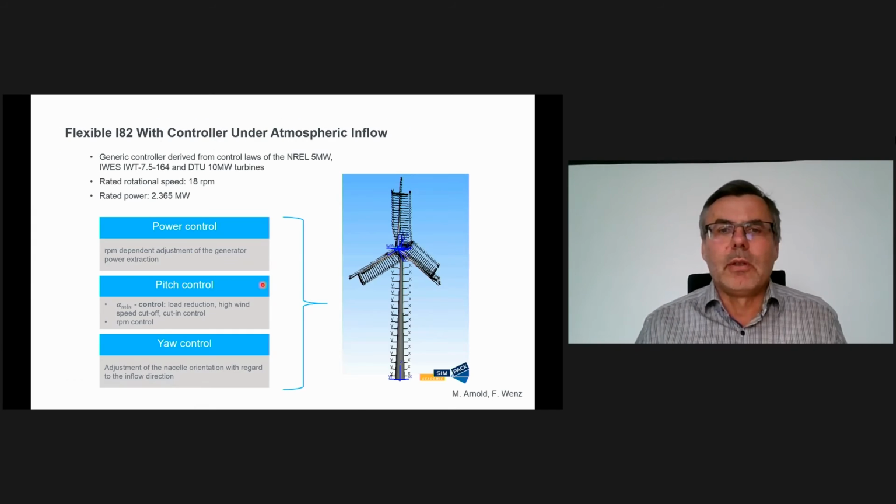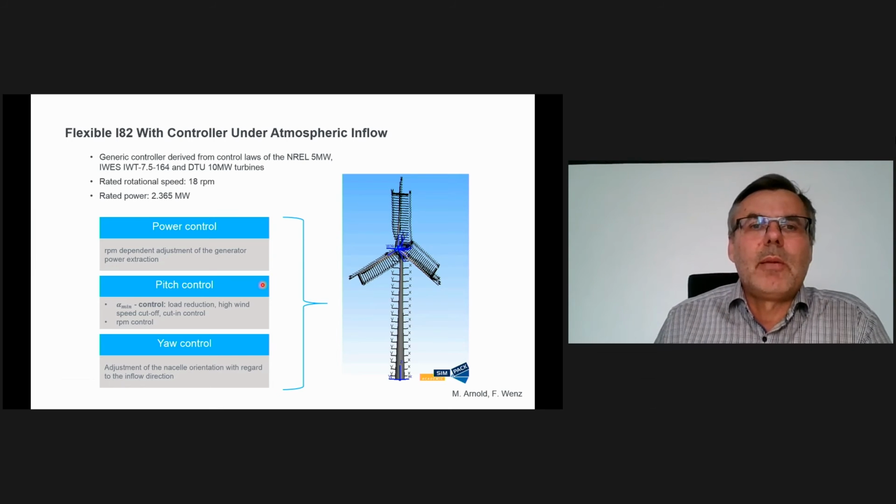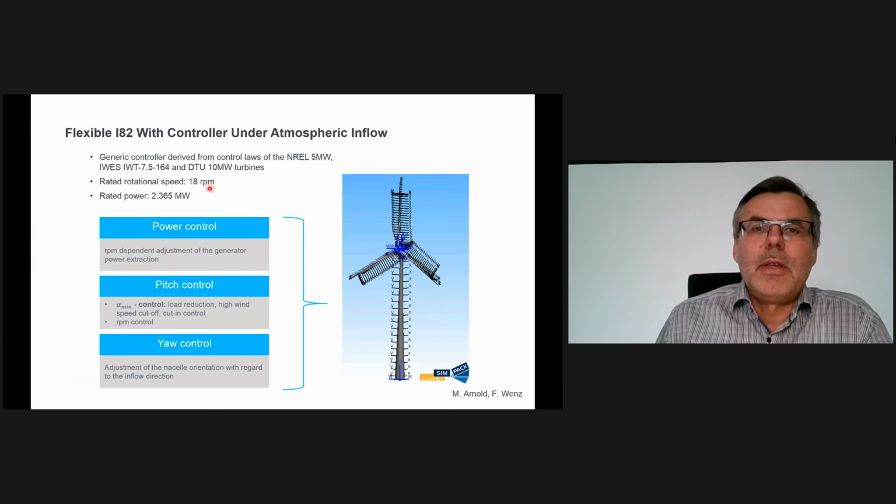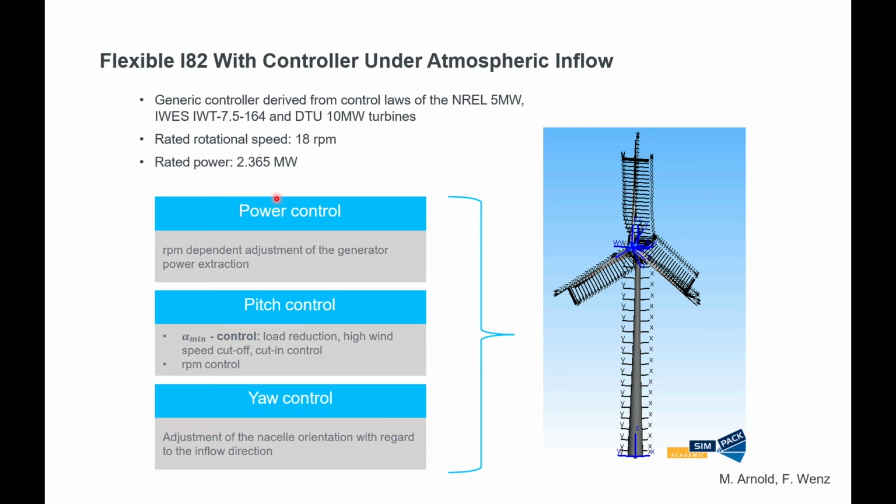And now let's come to the last example, a short example, that is on the impact of wind direction and wind speed changes on the turbine with a controller. So in the computer model, we added a power controller, a pitch controller, and a yaw controller, which are activated during the CFD simulation.